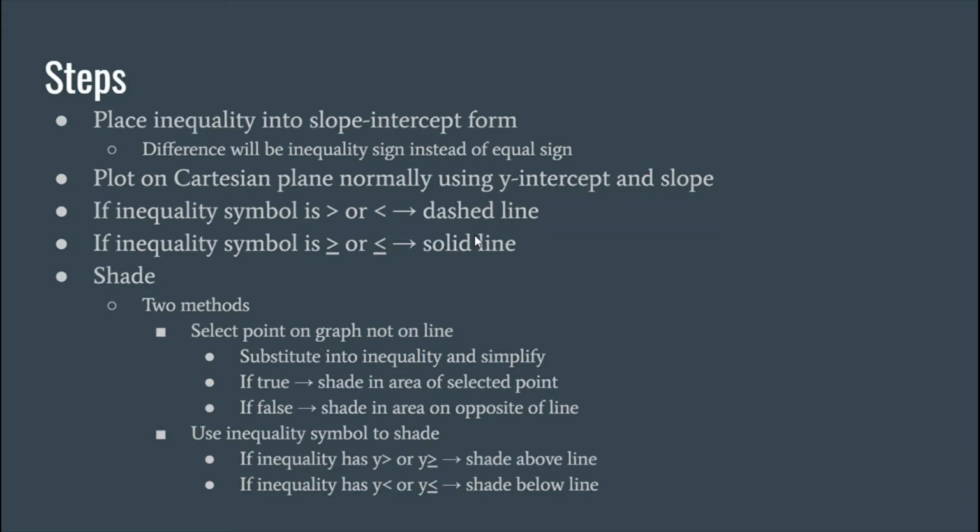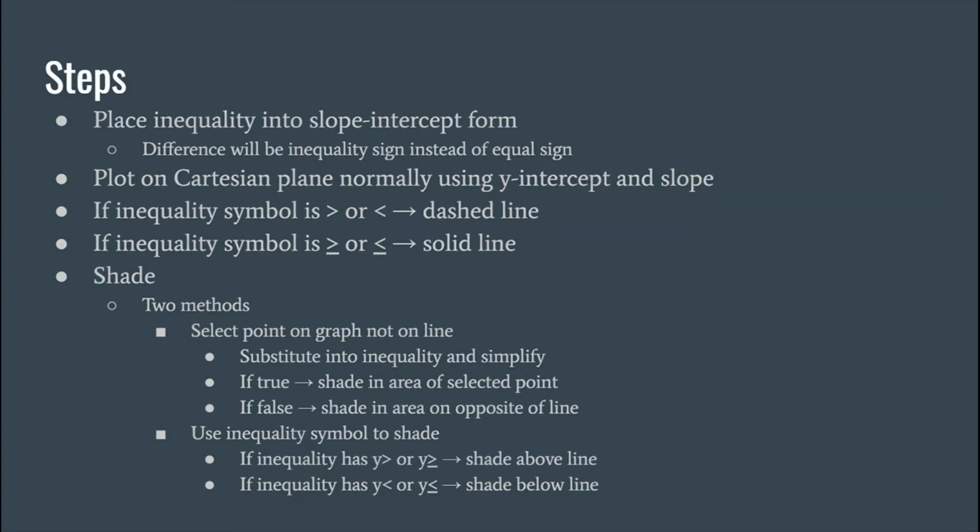Then the last thing we need to do, because this is an inequality and not an equation, is shade. And there are two ways we can do it. One way is to select a point that's on the graph that's not on your line. You substitute that into your original inequality and then simplify it. If it comes out to a true statement, you shade the area where that point was that you used, and if it's false, you shade on the opposite side of the line.